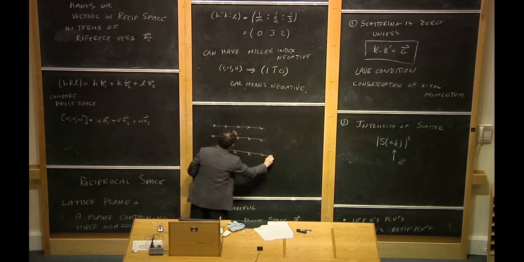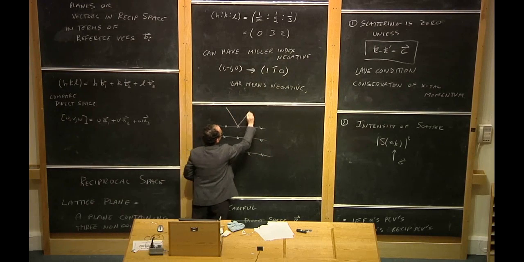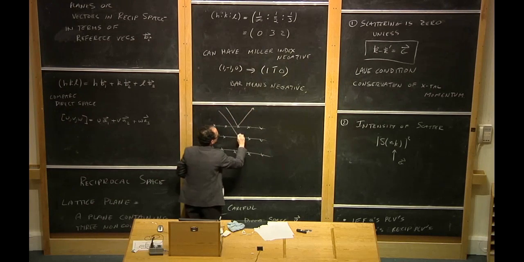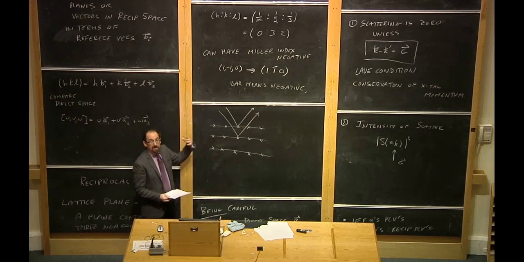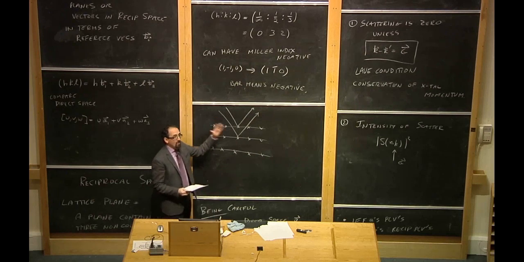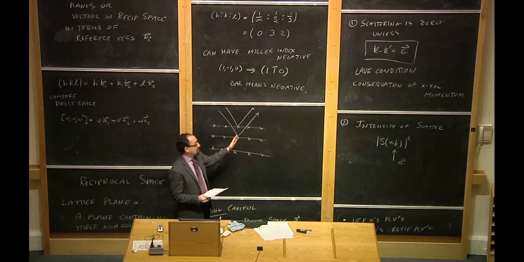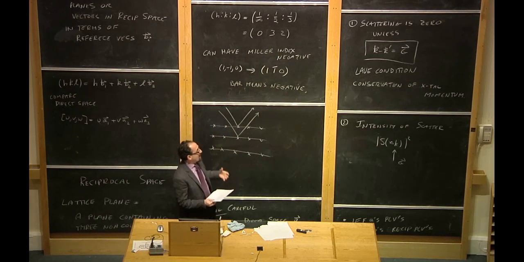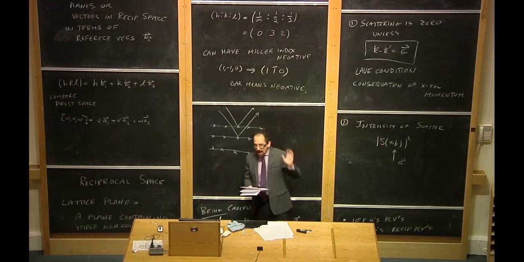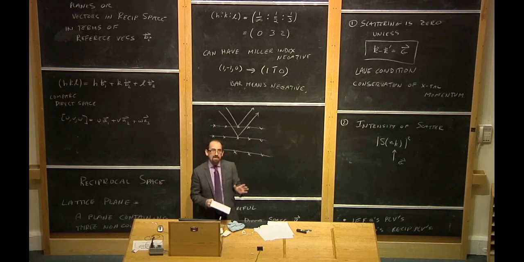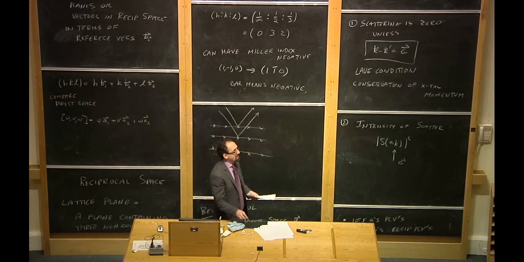You send some wave into a family of lattice planes, and it bounces off, but it could bounce off this layer too. And you know very well that if you bounce off planes like this, you can get diffraction, and diffraction only occurs at certain angles. You only get constructive interference at certain angles. What we're going to see is that this Laue condition is exactly the same condition as having constructive interference. And we'll do that next time.